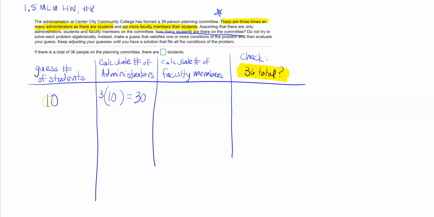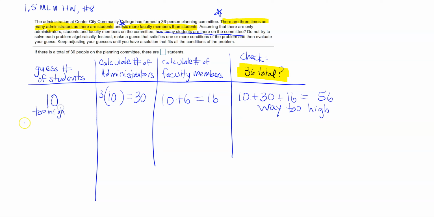So if there were 10 students, there would be 3 times that, 30 administrators. And then we're also told there are 6 more faculty members than students. So I would take the number of students and add 6 to it, and that would give me faculty members. But if I add up 10 students, 30 administrators, and 16 faculty members, that's going to put me at 56, which is way over my total. So my guess is way too high. My outcome is way too high. That means this 10 is too high. So I'm going to guess a number way lower than 10.